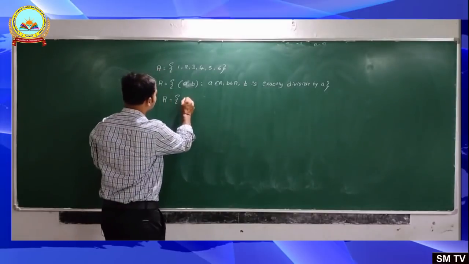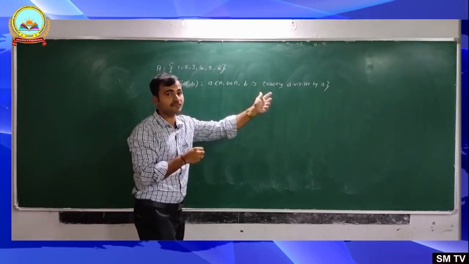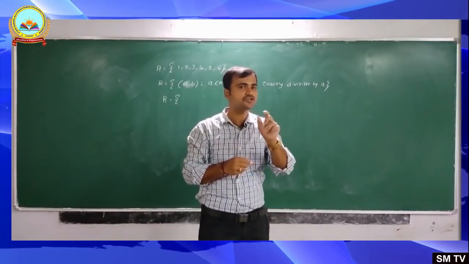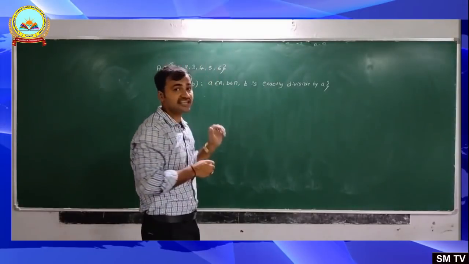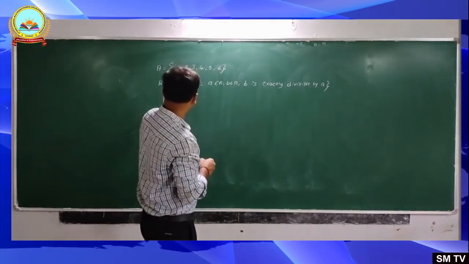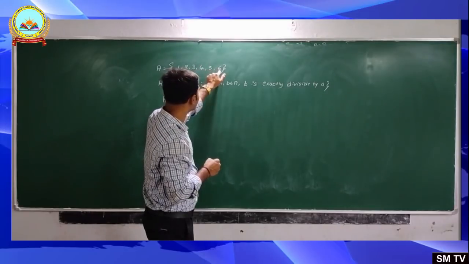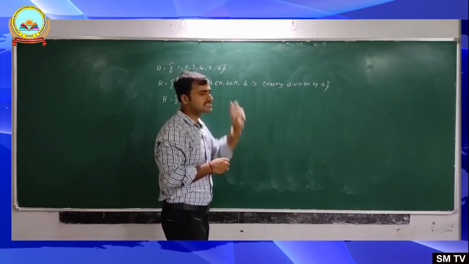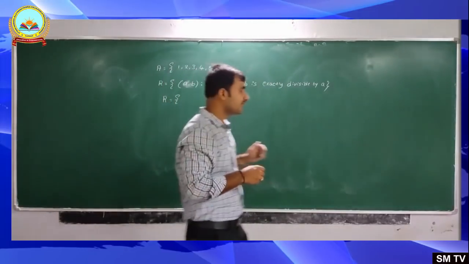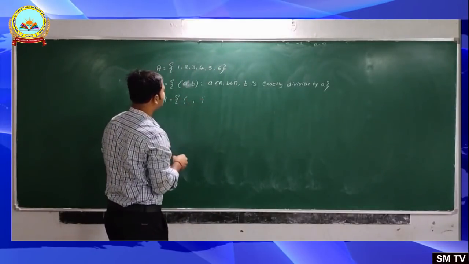Okay, R is equal to. So which ordered pairs do we need? b is exactly divisible by a. In your mind you should have a rough calculation of the Cartesian product A cross A. A cross A will contain (1,1), (1,2), (1,3), (1,4), (1,5), (1,6). Next it will be (2,1), (2,2), up to (6,6). Therefore, in those ordered pairs, b is exactly divisible by a.